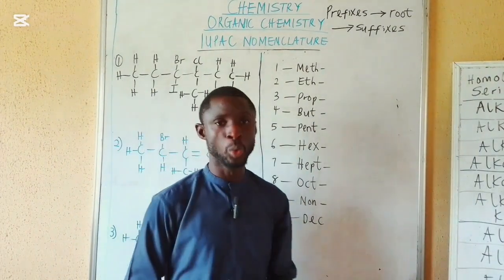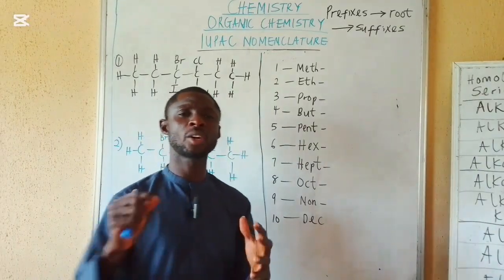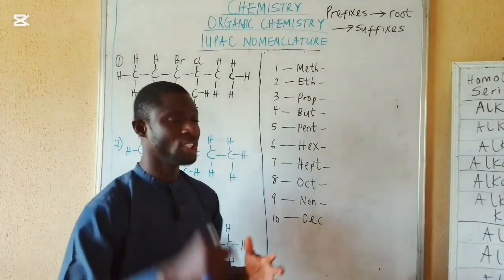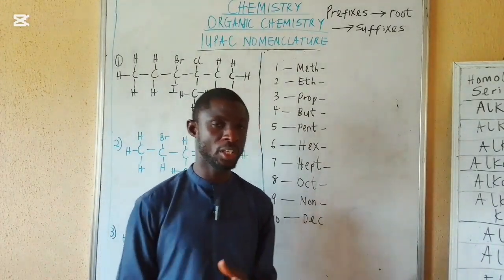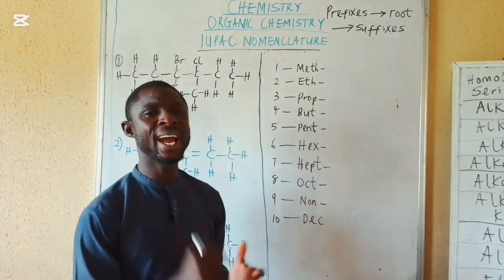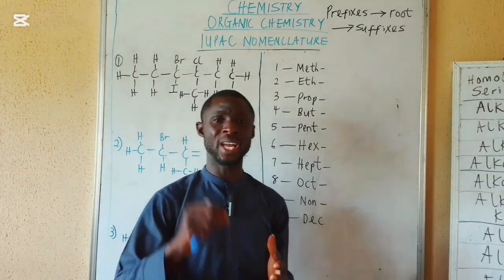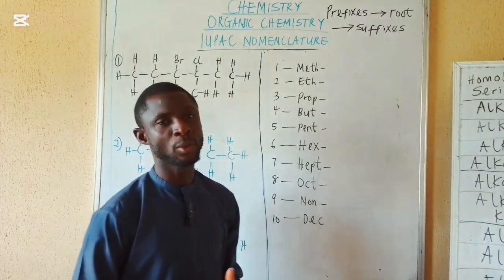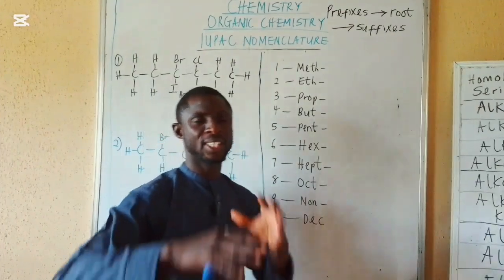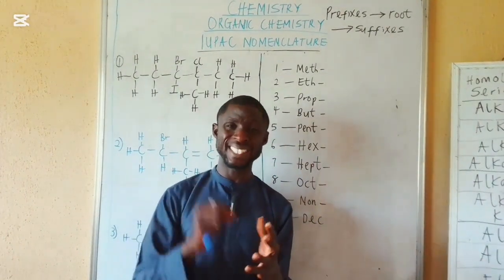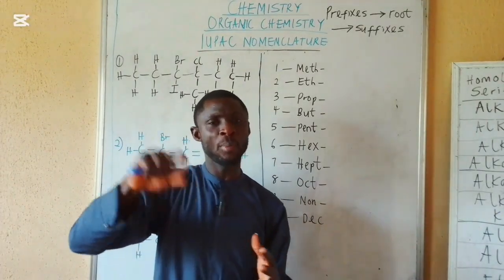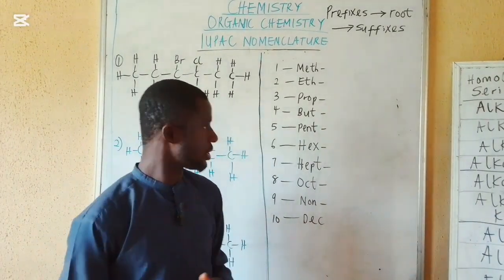When you come to roots, the root is talking about the longest continuous carbon chain that is present in a particular organic compound. The longest continuous carbon chain is called the root. The suffixes is talking about the ending of the name of a particular family of an organic compound, which we call the homologous series. So if you have an organic compound, it will belong to a certain homologous series, and the ending of the name of that homologous series is what we call the suffix.